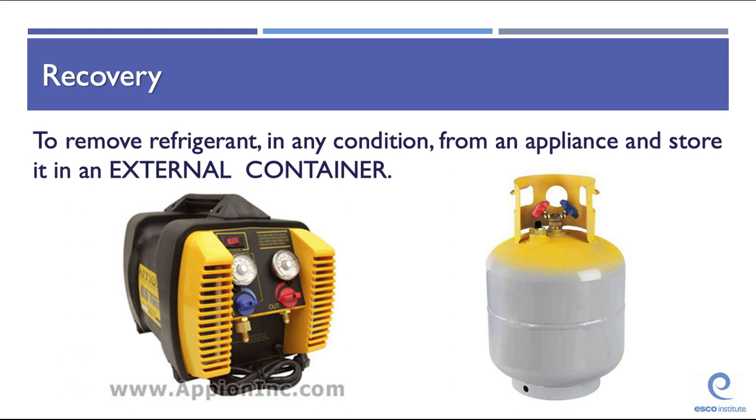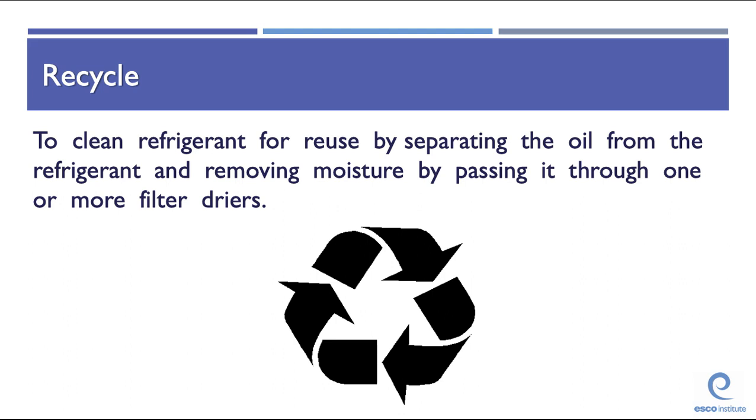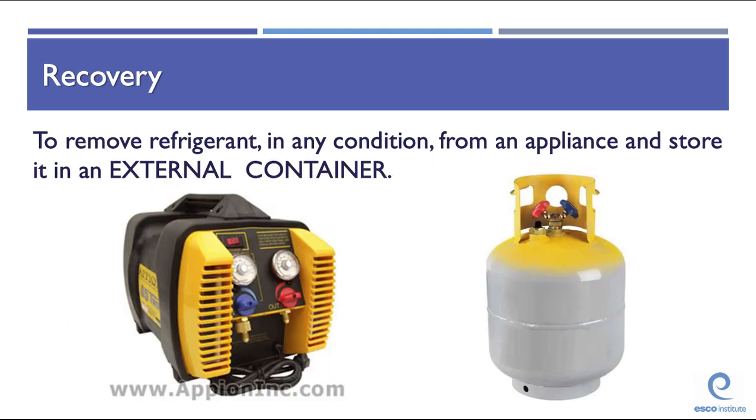Okay, from that external container, it can be put back into the same system, recycled, or reclaimed. Recycling is to clean the refrigerant for reuse by separating the oil from the refrigerant, removing moisture and other contaminants from a refrigerant by passing it through one or more filter dryers. Recycled refrigerant must meet ASHRAE 700 standards before they can be reused in a system owned by someone else. Again, refrigerant that is just recovered cannot change owners.